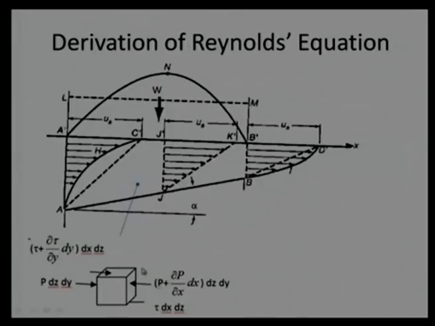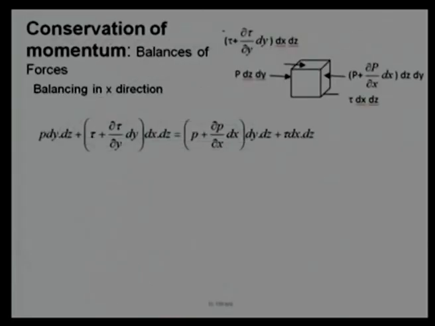Now, you can see that we have not considered the inertia term. Otherwise, if there is an element over here, it will have inertia, and we should consider the acceleration term multiplied with the mass of this element. But our assumption is that inertia terms are negligible. Acceleration of this liquid will not be very high, and mass is also low. So, inertia terms are neglected. That is the first assumption in the Reynolds equation. We do not consider the inertia term.